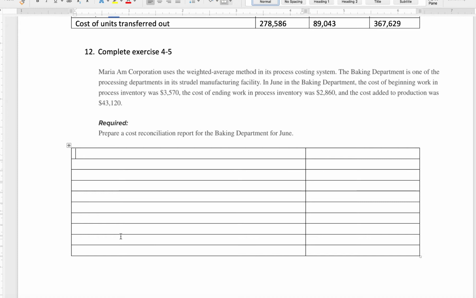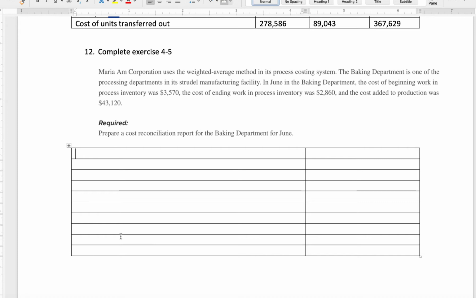If we read the problem, it tells us that the corporation uses the weighted average method in its process costing system. The baking department is one of the process departments in its strudel manufacturing facilities. In June, in the baking department, the cost of the beginning WIP was $3,570. The cost of ending WIP was $2,860, and the cost added to production was $43,120. Easy peasy, right?